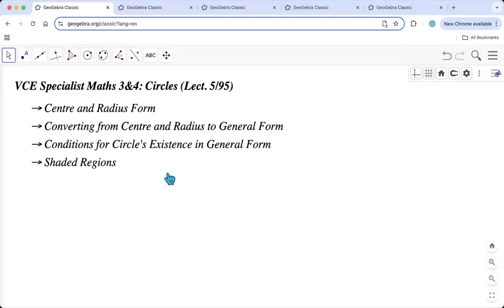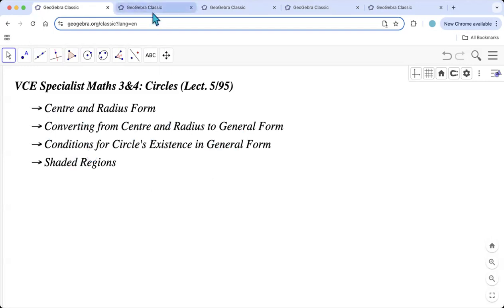All right, so Specialist Maths Units 3 and 4, Lecture 5. We're going to look at circles today. We're going to look at the circle in center and radius form. We're going to look at converting from center and radius form to the general form, and then some conditions for the circle's existence once we're in general form. And then we're going to look at shaded regions.